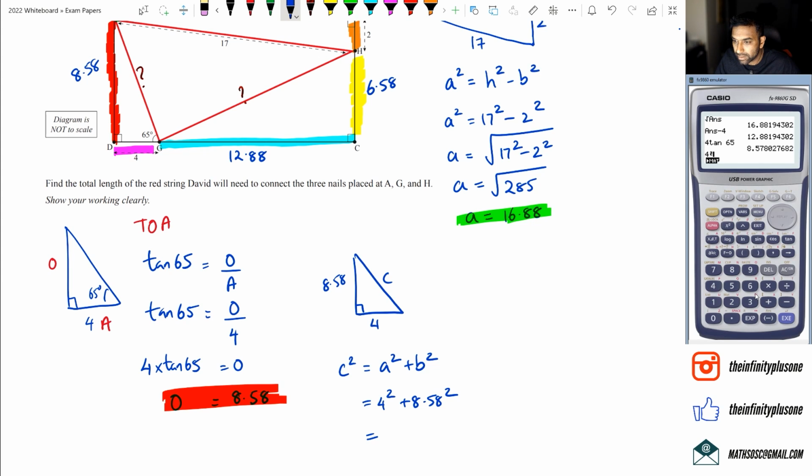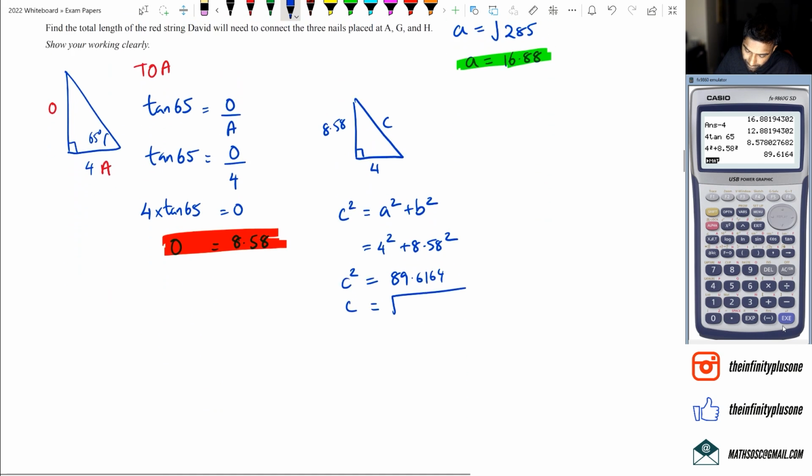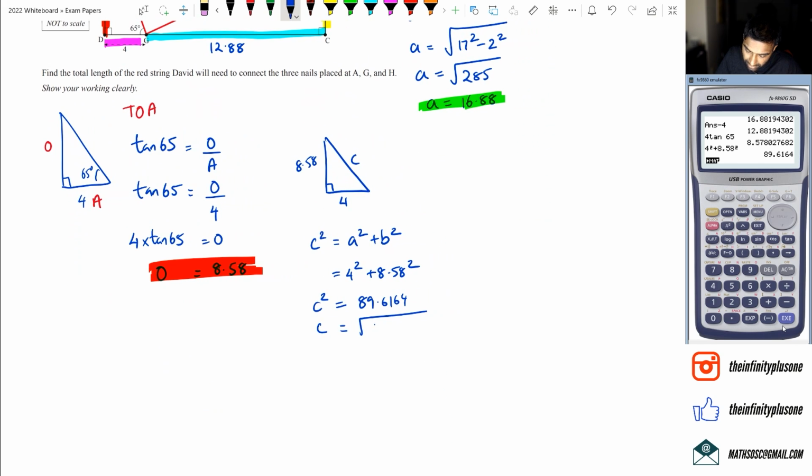So 4 squared plus 8.58 squared. And that's going to give me 89.6164. So C is equal to the square root of 89.6164. So C is equal to 9.47.